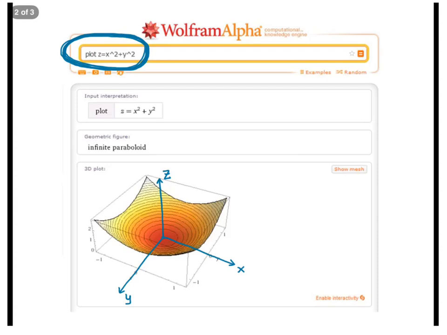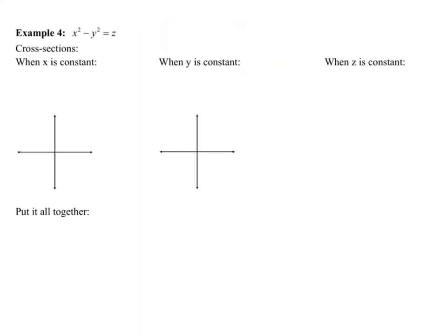Our next example is x squared minus y squared equals z. Now this may take a little review from pre-calculus on hyperbolas. So we'll go over that when we get to our third cross section.